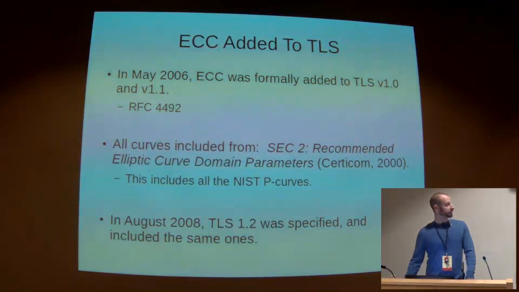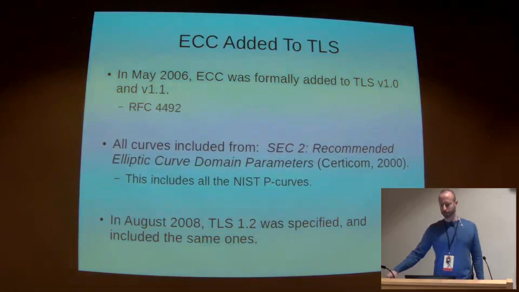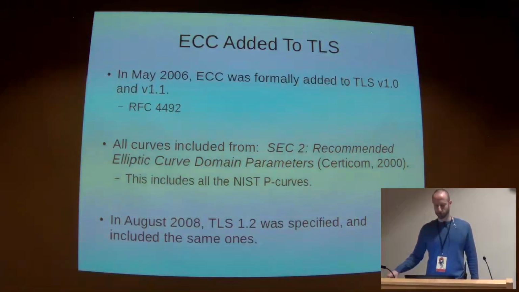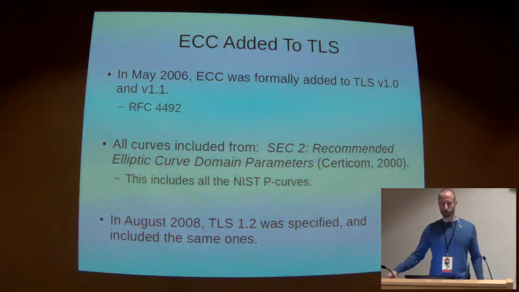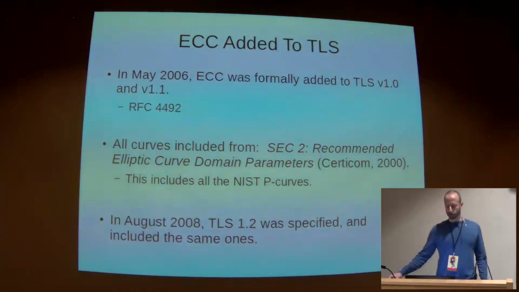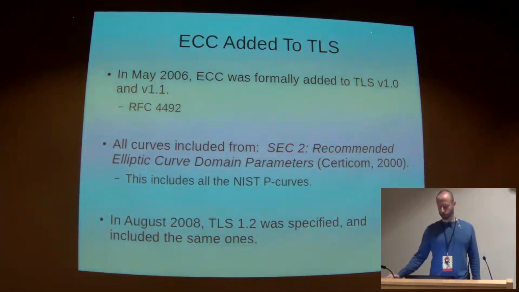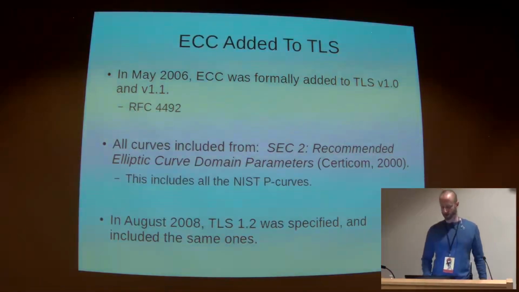In 2006, ECC got formally added to TLS versions 1.0 and 1.1 in that RFC spec. It referenced what was in the SEC 2 document, which came out in 2000 and included all the NIST curves. So effectively, TLS 1.0 and 1.1 had the NIST curves as of May 2006. Then in August 2008, the TLS 1.2 spec came out and said we'll just import all the things from SEC 2. So again, all the NIST P curves made it in there.